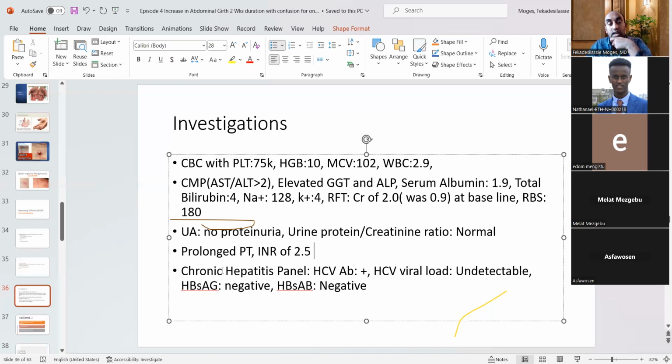And urinalysis, PT and INR were both prolonged. INR was 2.5. And the other thing you forgot, and you shouldn't forget, is chronic hepatitis panel, because his hepatitis C virus antibody is positive, but his hepatitis C virus viral load was undetectable. So that goes with his history, right? So he has past infection, but he's cured. And hepatitis B surface antigen is negative. Hepatitis B surface antibody is negative.